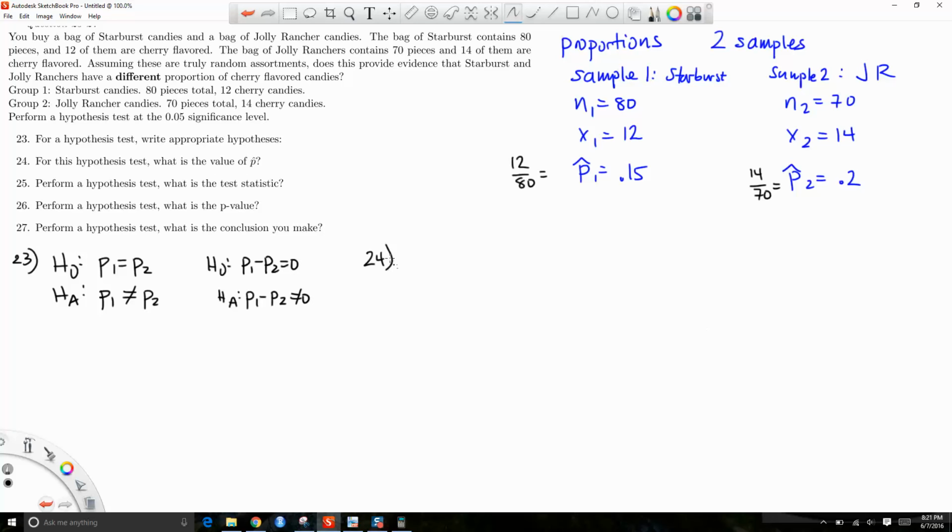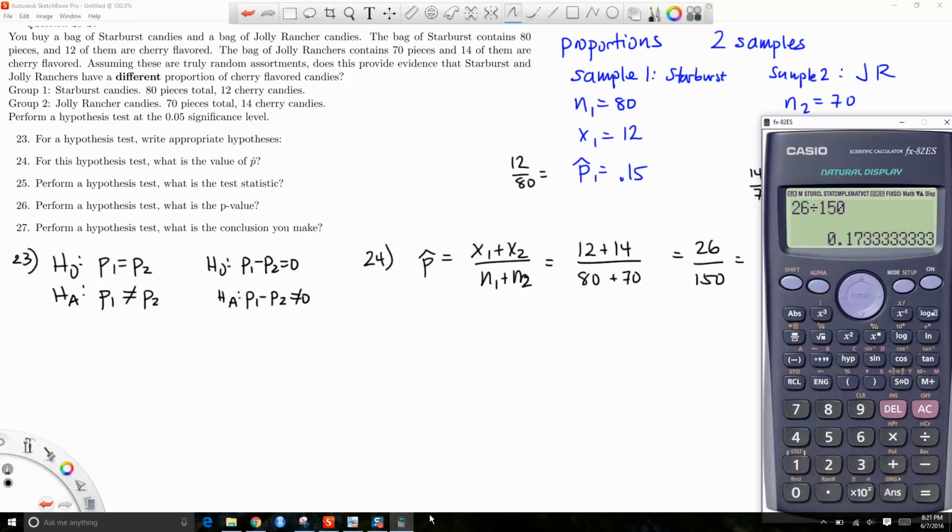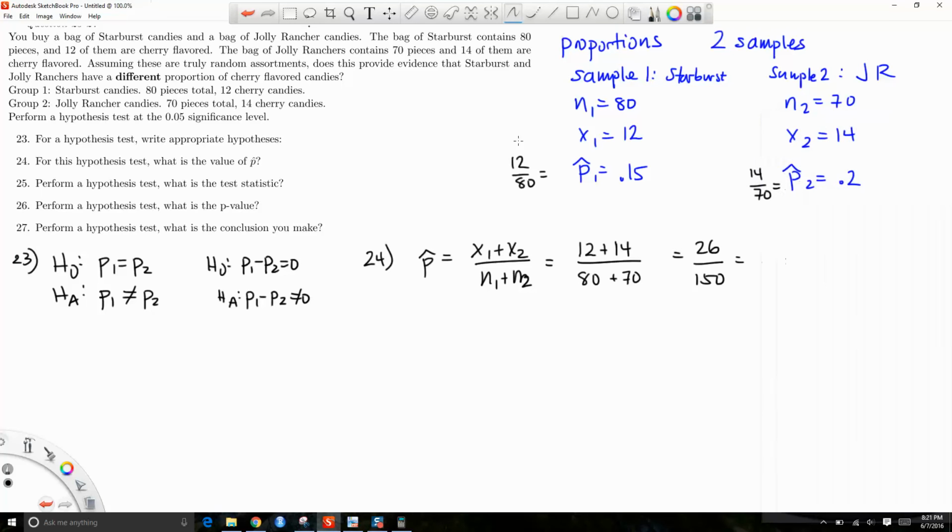Question 24 says, what is the value of p-hat? P-hat is our overall proportion. So that's x1 plus x2 divided by n1 plus n2. Here we have the total number of cherry candies, which is 26, out of the total number of candies we see, which is 150. 26 out of 150, 17.1733.